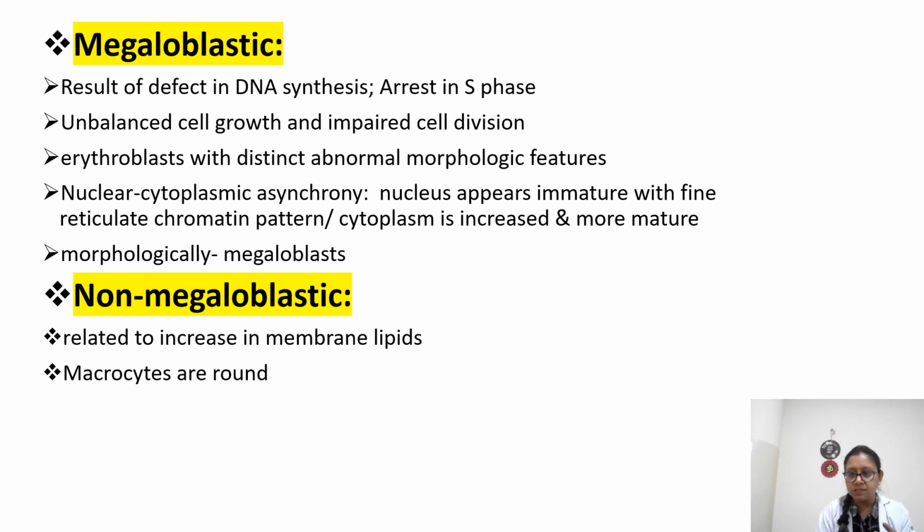Morphologically, megaloblasts are seen in megaloblastic anemia. Non-megaloblastic anemia is related to an increase in membrane lipids and macrocytes. So the shape of macrocytes is different in megaloblastic and non-megaloblastic anemia. In megaloblastic anemia, there are macro-ovalocytes, the macrocytes are oval in shape. What happens in non-megaloblastic anemia? Macrocytes are round. Okay?